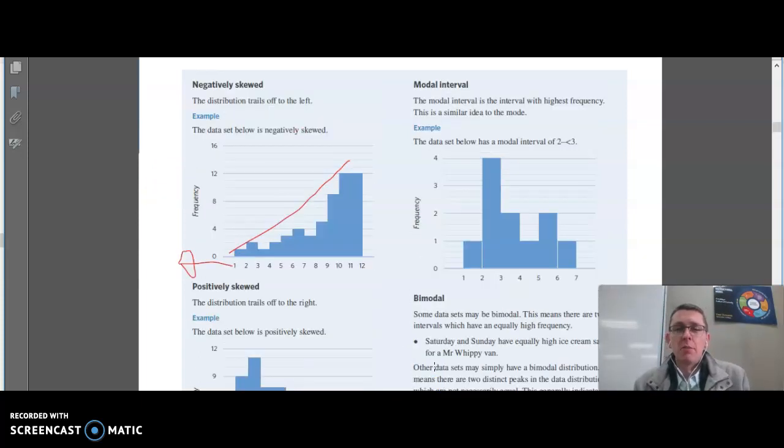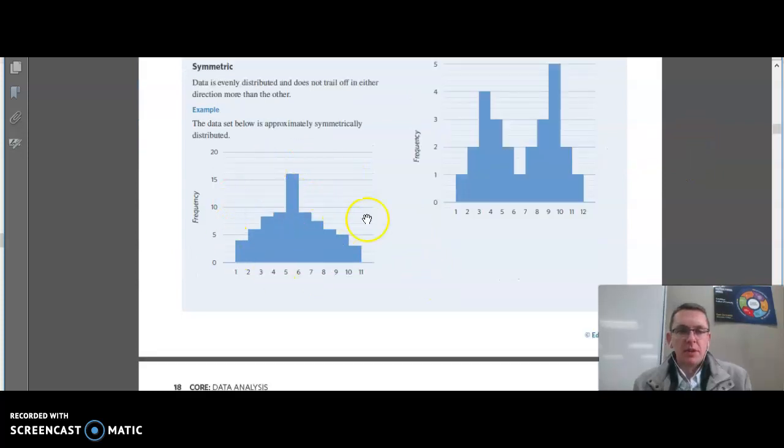You can also talk about the modal interval. The modal interval just means what's the most common. You should know this. So clearly the modal interval is between 2 to less than 3. So it's important that we can write it like that, or you could also write it like this, as well, with 3 there. And then we also have symmetric, and we've also got bimodal here too.